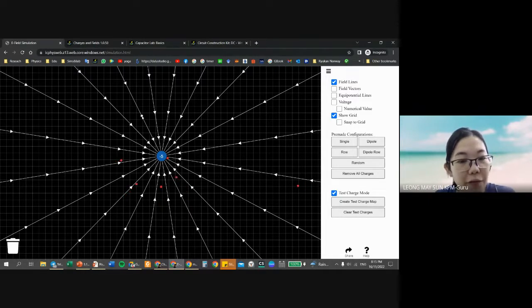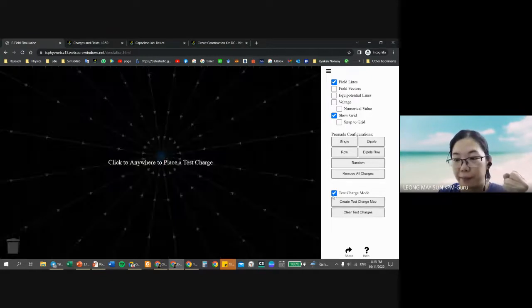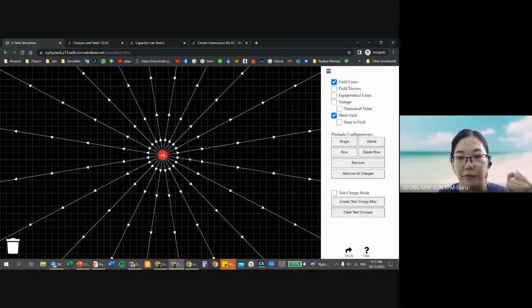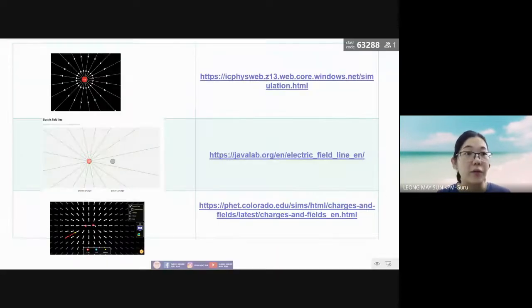The reason why it moves faster is because the force is already getting stronger. But if I change this to +5, it will move away. Look at how fast it moves away when it's closer towards the +5. So this is showing electric field lines to all of you.